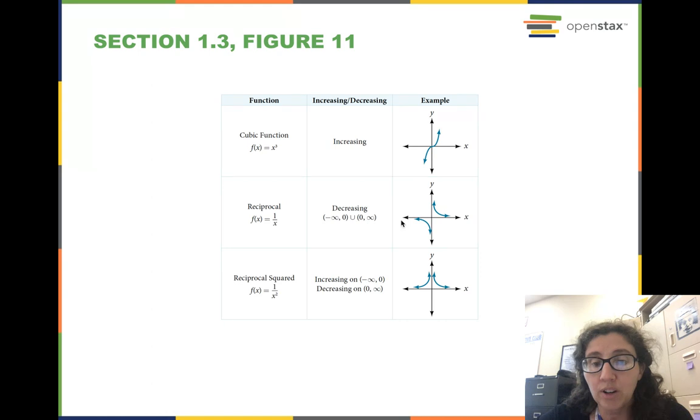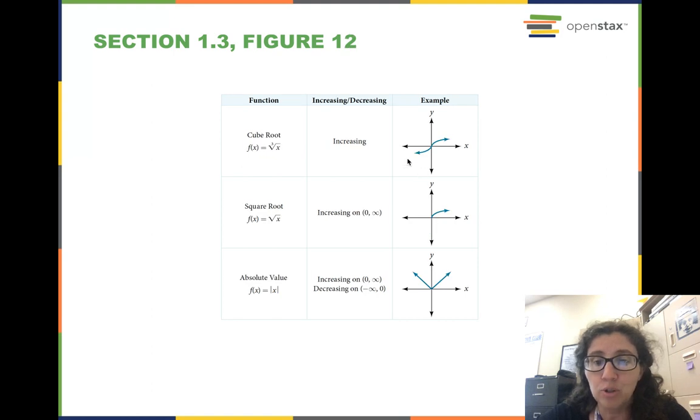The reciprocal function, this one's a little bit trickier. Let's see, it's decreasing from negative infinity to 0. And then it's also decreasing from 0 to infinity. The only place it's not decreasing is at 0. So we write that using interval notation as negative infinity to 0, union 0 to infinity. How about the reciprocal squared? Well, let's see, from negative infinity to 0, it's increasing. From 0 to infinity, it's decreasing. Okay.